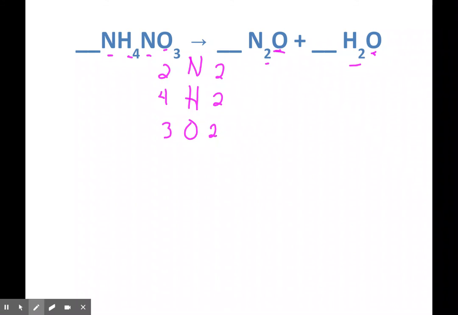If I fix my hydrogens, I need to put a 2 here. That gives me 4 hydrogens, but that changed my oxygens. So now I've got 2 plus this 1, so that's 3 oxygens. So that actually fixed my oxygens as well. So I've got 1, 1, and 2 for my coefficients, and I'm balanced.